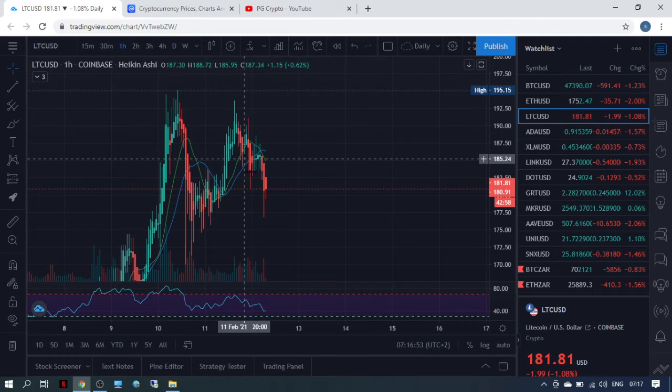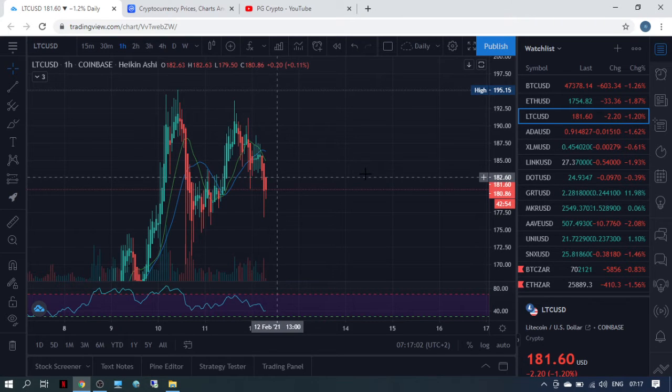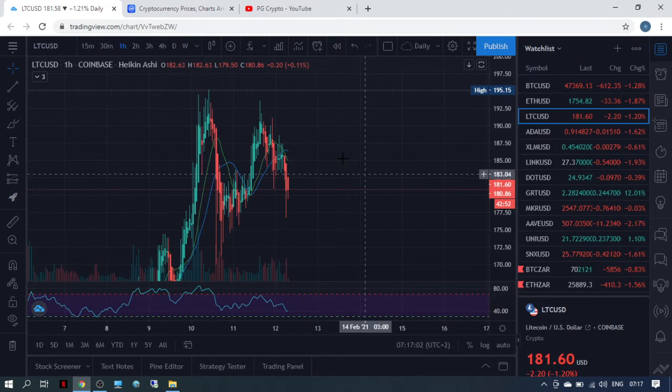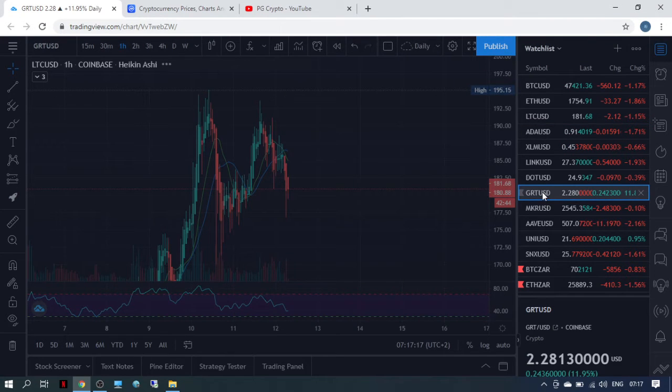Lower lows, lower highs, quite a bearish sign. Quite a bearish sign for me indeed. Litecoin not doing anything interesting for me just yet, but what I did want to touch on, the mooner of the day, the graph.